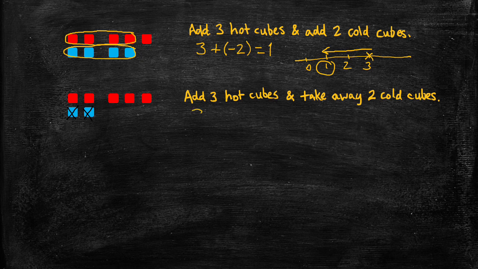So what I'm doing is I'm starting with +3, and I'm taking away 2 cold cubes. I'm taking away -2, and I'm ending at +5. So on a number line, what I'm doing is, again, I'm starting at 3, and then this time when I take away -2, I move to the right on my number line and end at +5.